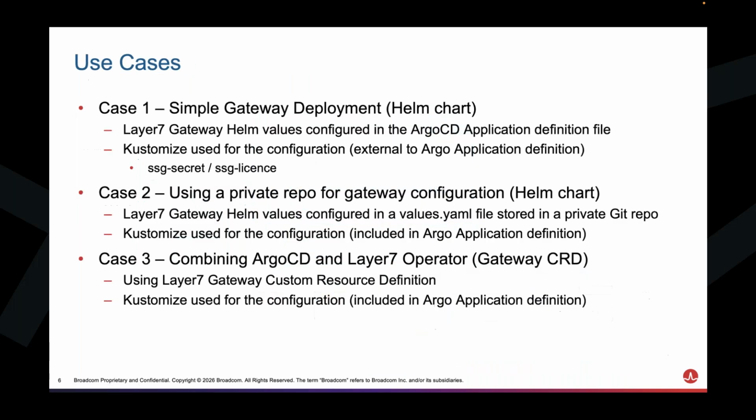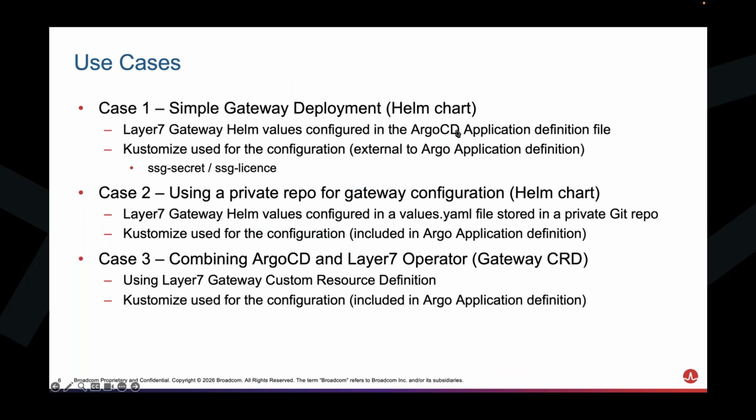So, the three use cases I'm going to show you. The first use case is, I would say, a simple gateway deployment. In this simple use case, the values for my gateway configuration that I would define in the Helm charts are defined in the ArgoCD application definition file. In ArgoCD, you can create the application through the UI, or you can run a command, which I will show you. That command refers to an application definition file, and you can configure your specific Helm values in this file.